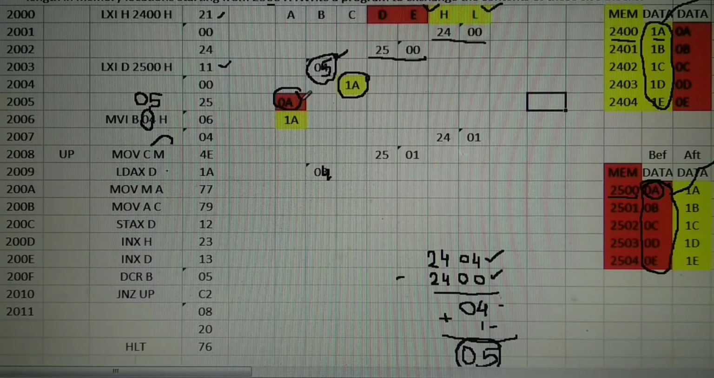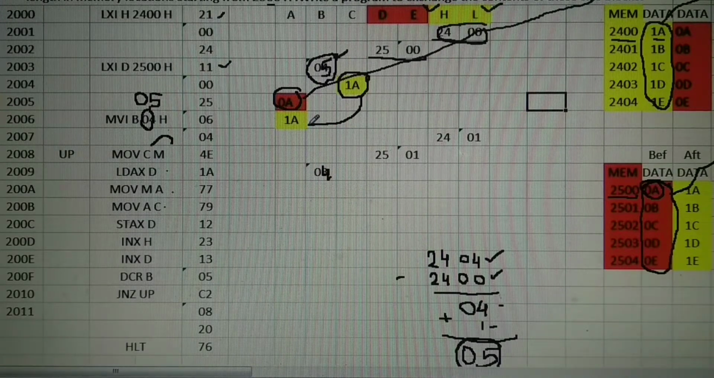Now from the accumulator transfer the number to 2400. To do it, MOV M, A: whatever is present in the accumulator goes to the memory given by HL. That means this number is transferred to 2400. Next, take the number from C to A. This number we brought to the accumulator.